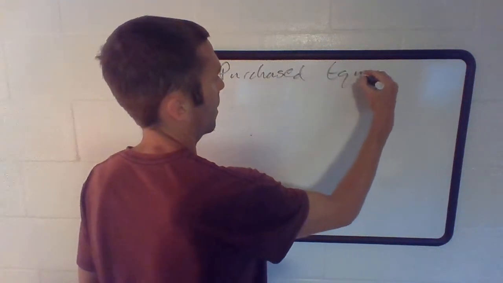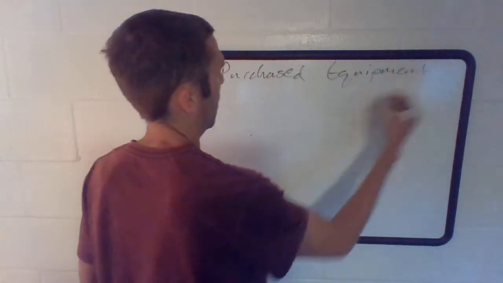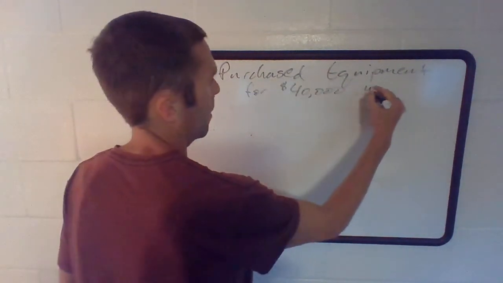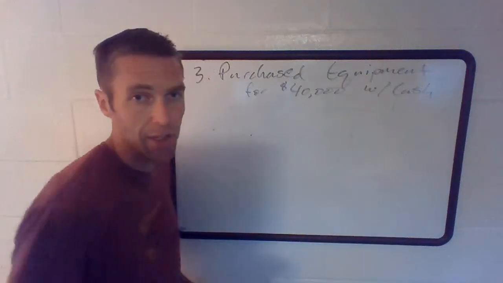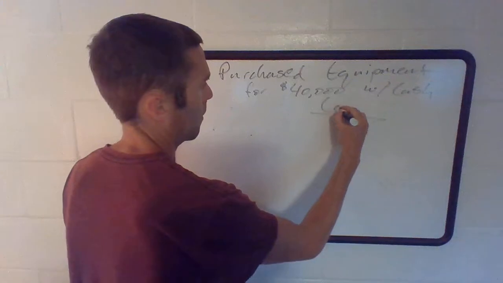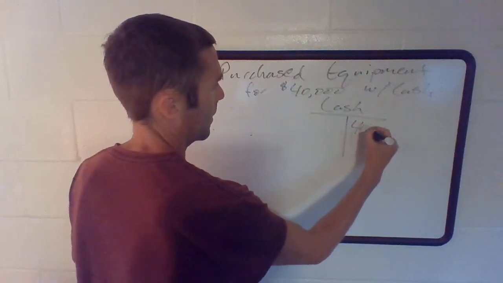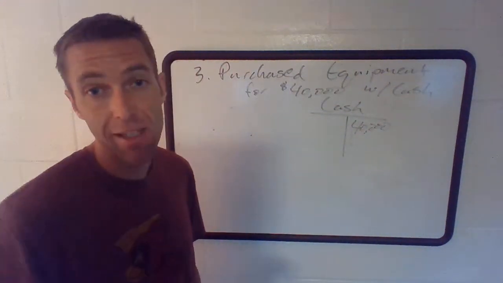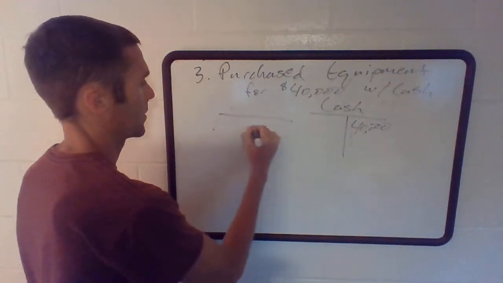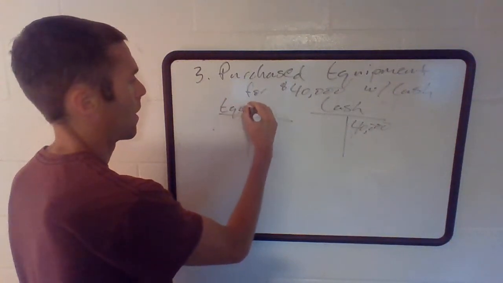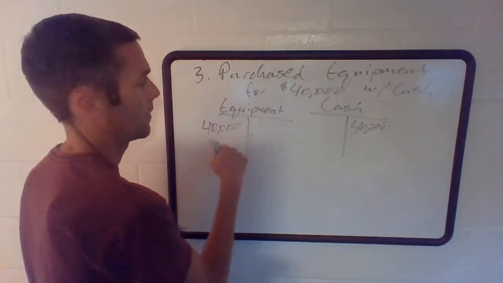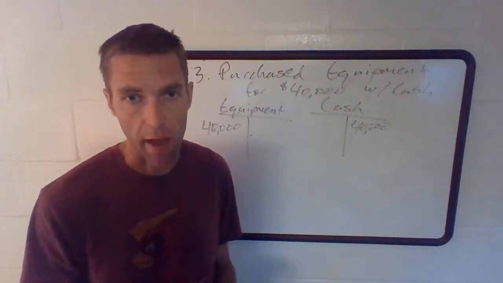Purchased equipment for $40,000 with cash. Well, let's start with what we know. If I used cash, my cash balance is going to go down by $40,000. But in return for that $40,000, I have increased the amount of a different asset, equipment, $40,000.